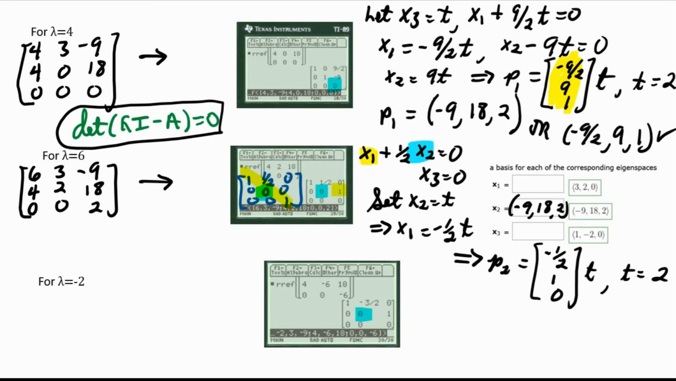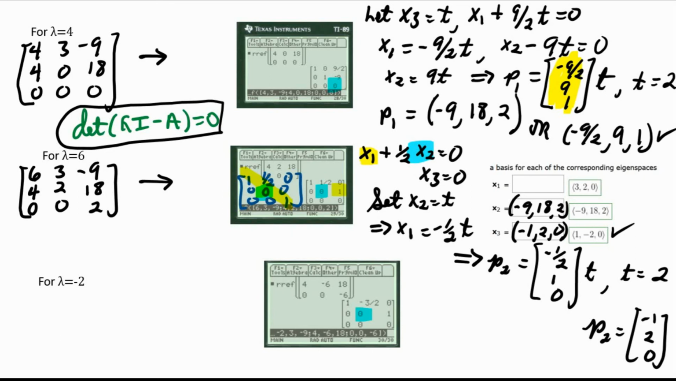And so in doing that, p sub 2 is -1, 2, and 0. So that's the one that I picked. -1, 2, and 0. It's equivalent as well to that. So it's not going to mark it wrong.